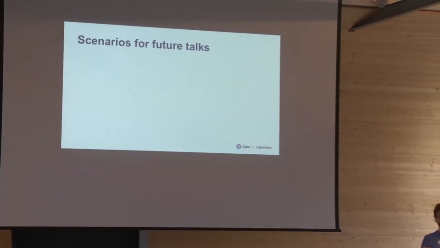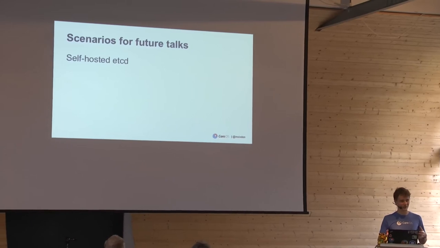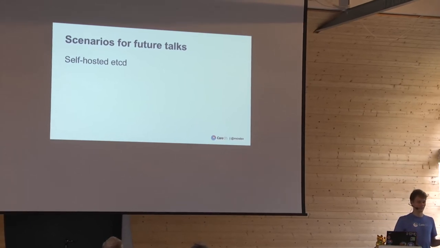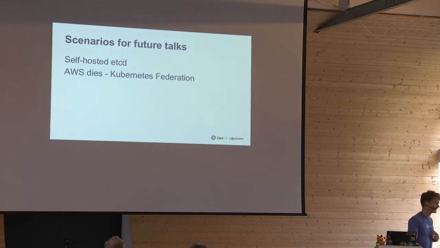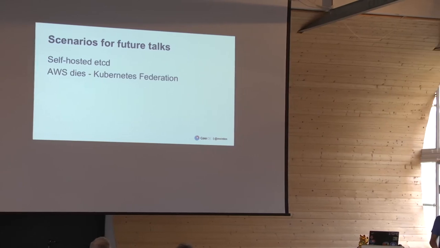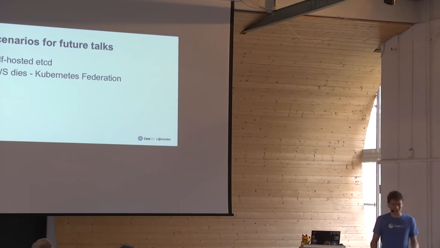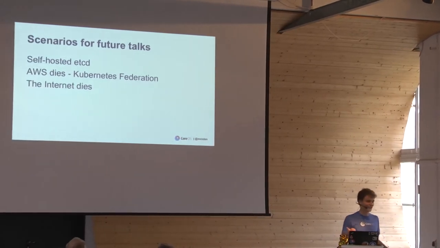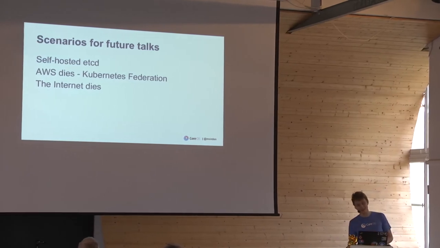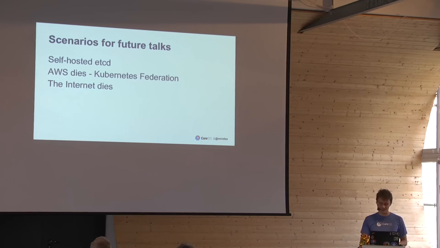All right, what are scenarios for future talks? I skipped a bunch of stuff today, so self-hosted etcd is definitely a story that I could cover an entire talk, and it opens up a whole new set of failure scenarios. Then of course AWS dies. That could happen again as well. Then you could, for example, use Kubernetes Federation. That is as well an entire topic for an entire talk. And then, of course, the internet could die. That is going to be a very creative talk at this point in time. I'm not going to give that at any point in the future.